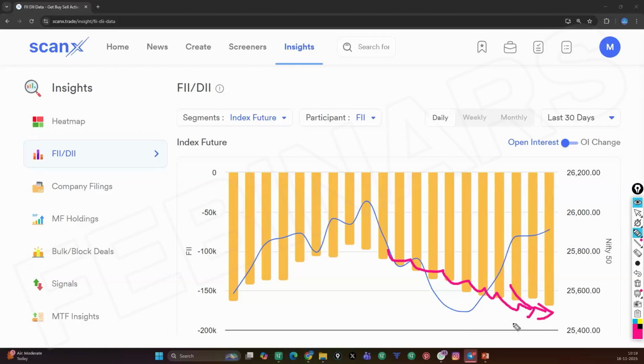So all we need to do right now is position ourselves as retail traders. Is it free? Who's asking? Okay, Raju sir, it is free for Dhan customers.